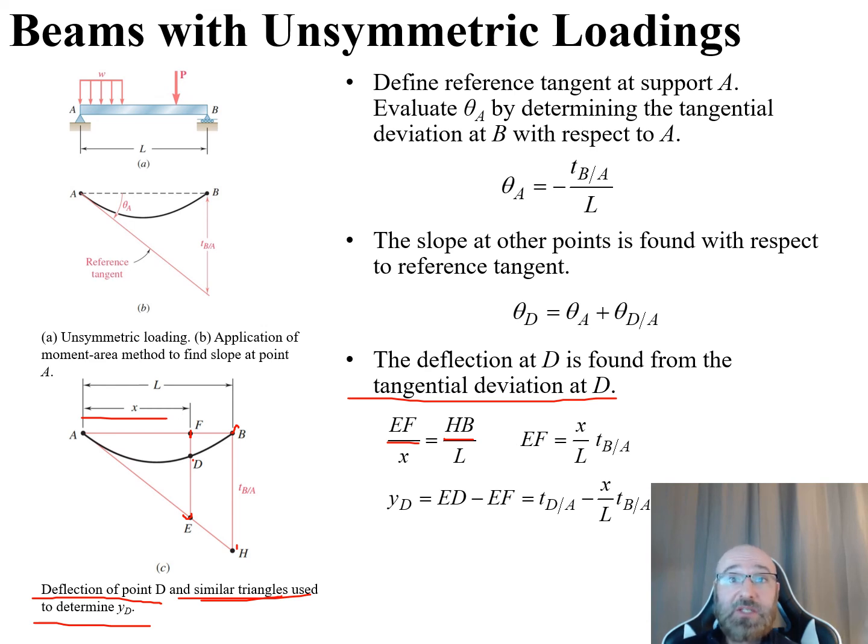So we can rearrange this and we can say now that our EF is equal to X over L, our X over our L right there, times the tangential deviation right there. So from this, what we can say is that our Y sub D is equal to our ED minus EF, which is equal to that tangent of D with respect to A, minus X over L times our tangential deviation of B relative to A.